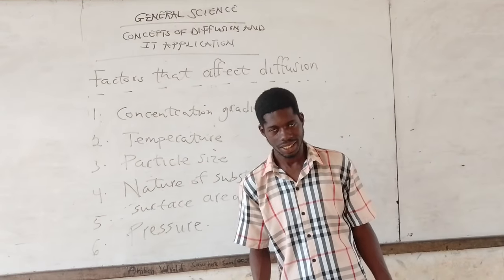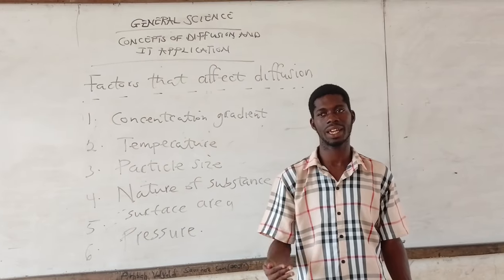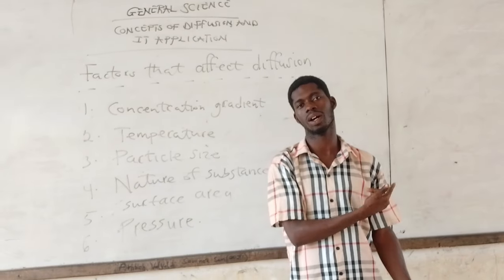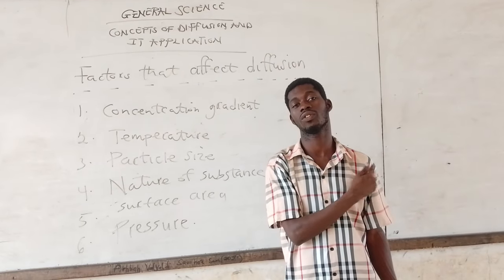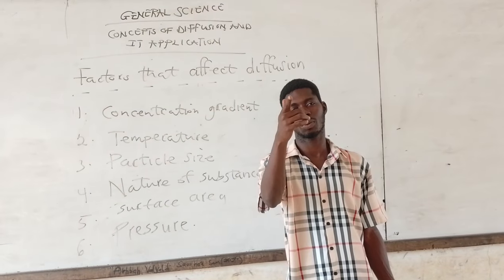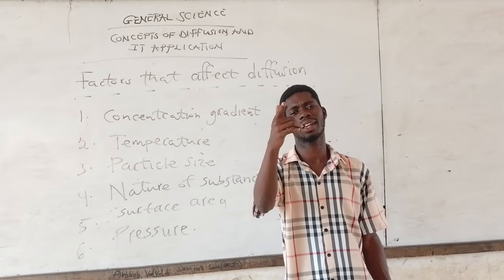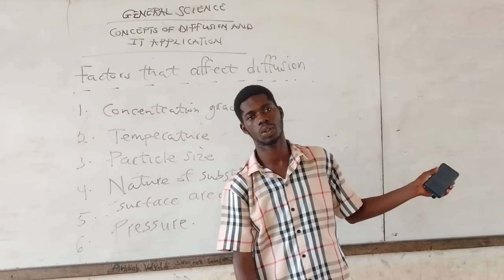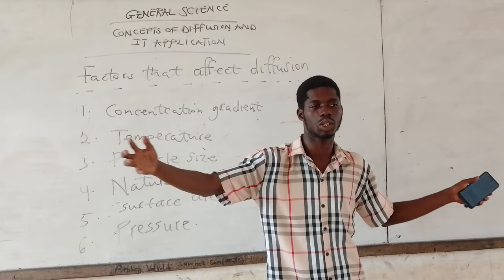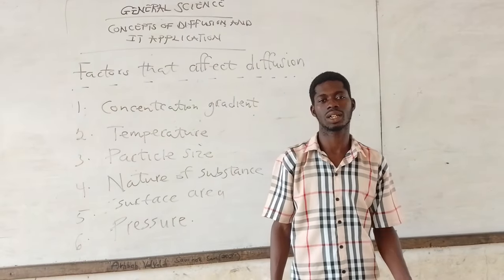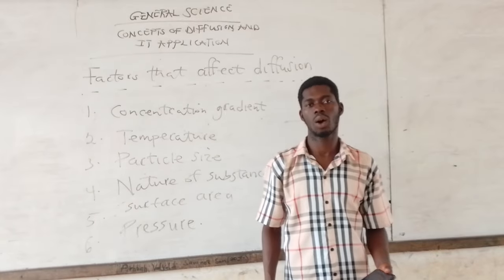Once somebody gives bad air, that side will be highly concentrated, the other one will be low concentrated. So for diffusion to occur, one end is supposed to be highly concentrated, the other end low concentrated. Then when it happens, it will equalize the concentration.